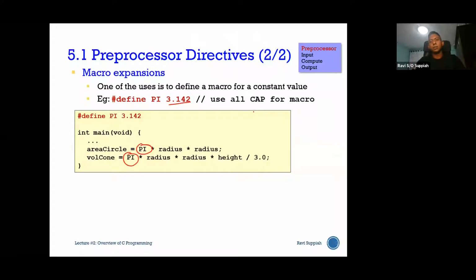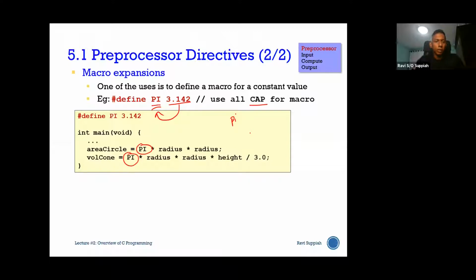The recommended programming approach would be to use capital letters for the constant. Again, this is a convention that has always been in place. It doesn't matter if you use small letters, it will still work. Basically all it does is it takes whatever string you put here and replaces that string with this value wherever it's used in the code. So if you use small letters pi, it will still work.